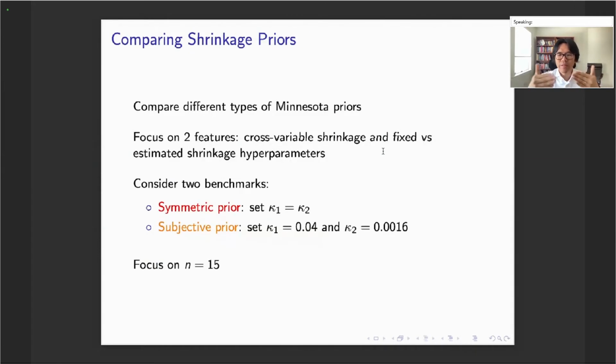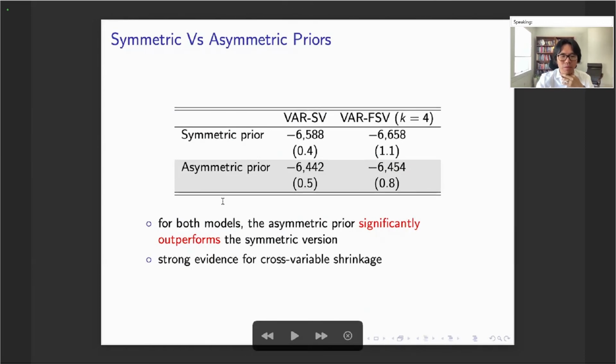Now the next thing I want to learn about is what kind of prior features are important. To that end, I have two benchmarks. One is the symmetric prior, where I basically turn off the cross-variable shrinkage, right? I fix kappa 1 equal to kappa 2. The other benchmark is the subjective prior, this set of values that are commonly used in the literature. And in my previous paper, I also used these values. So it's quite commonly used, and I focus on the 15 variable system.